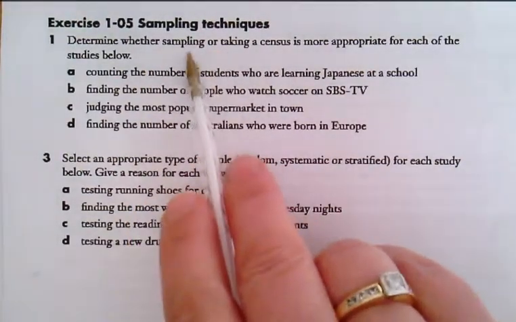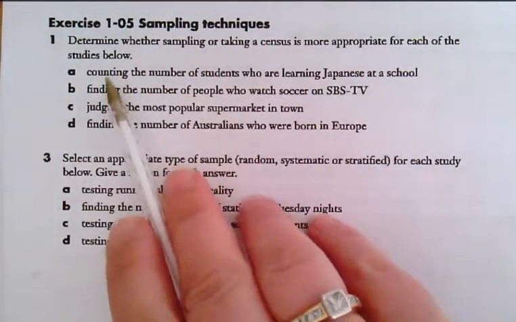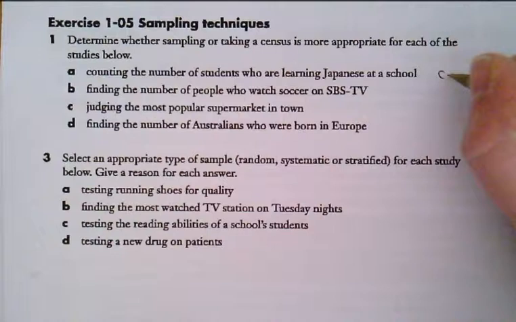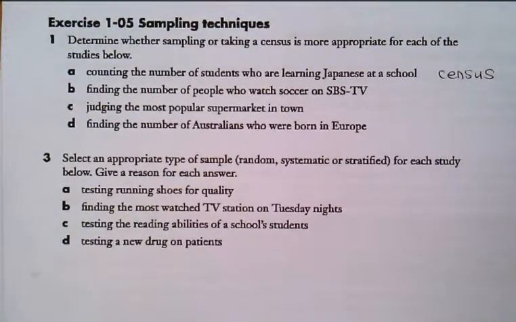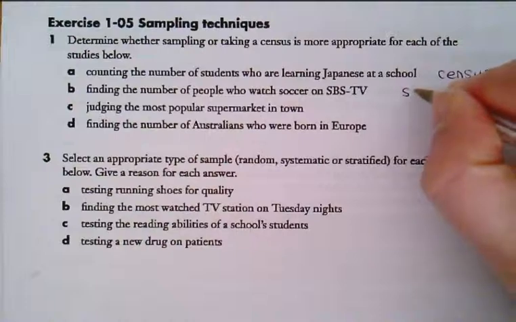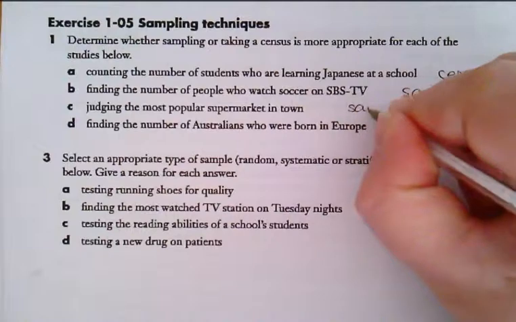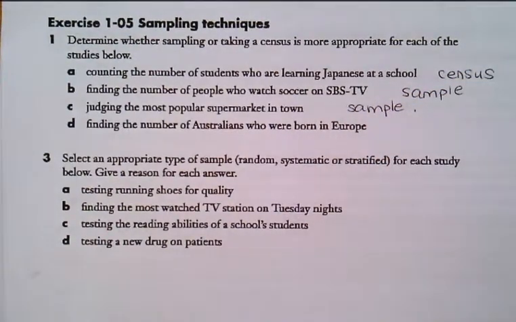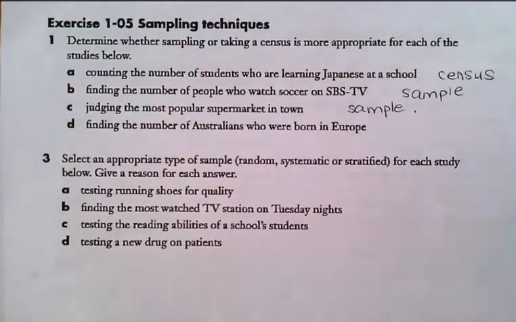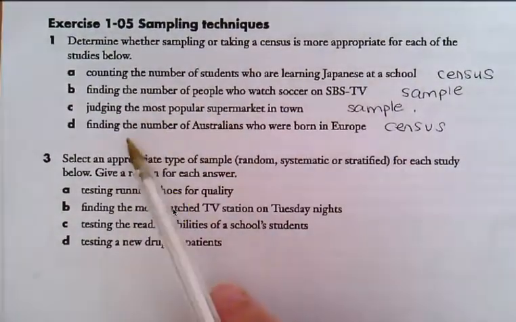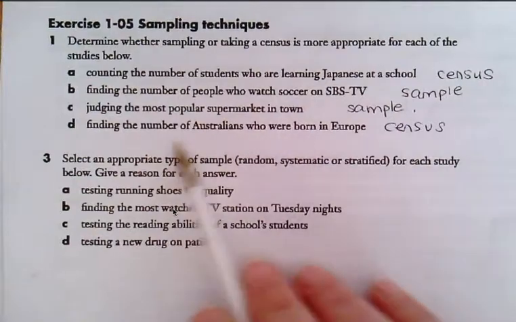So determine whether sampling or taking a census is more appropriate. If you want to count the number of students who are learning Japanese at a school, well, you need to know about every single student. That would be a census. The number of people who watch soccer on SBS TV, that would be very difficult to work out the exact number. You would take a sample. Judging the most popular supermarket in a town, again, that would be a sample. And finding the number of Australians who were born in Europe, census, because you need the exact number. Okay? And also that's easily available from census information.